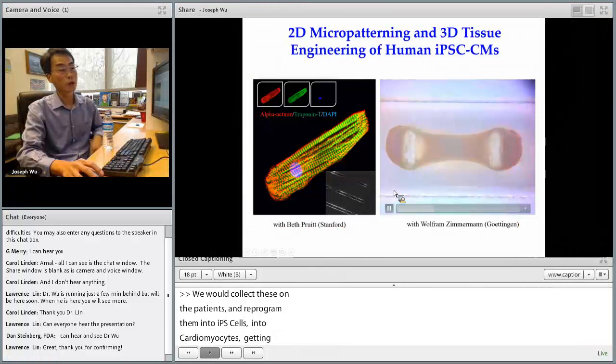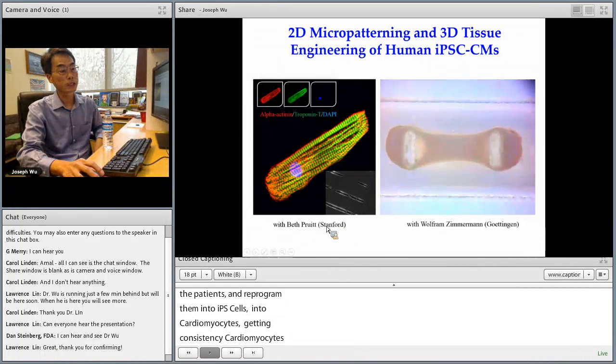Now, working with our collaborators, for example, Beth Pruitt at Stanford, we've been doing 2D micropatterning, in which this is a 7-to-1 ratio. We can see the nucleus of the cell as well as the nice sarcomere structure of a single cardiomyocyte right here.